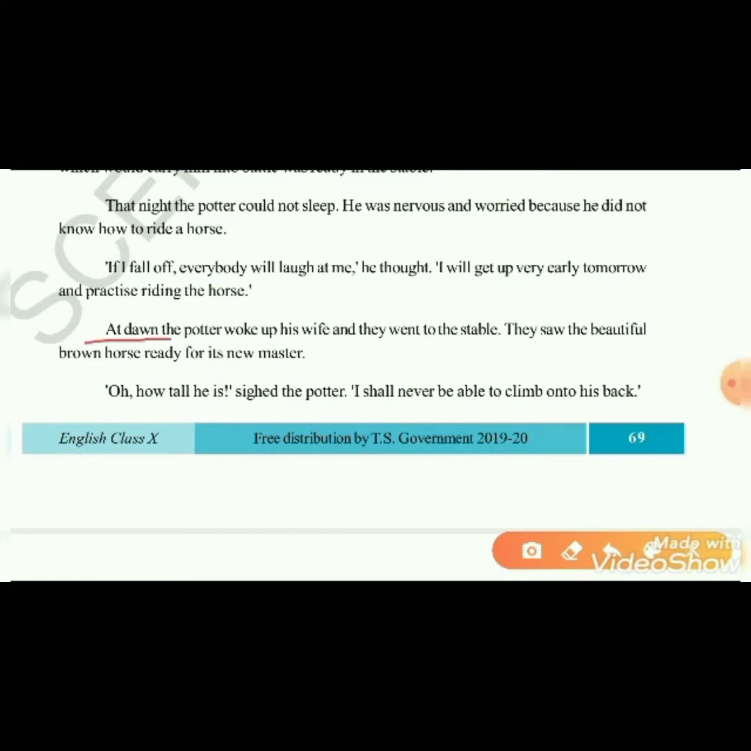The potter is also thinking that if I fall off from the horse, everybody will laugh at me. So he wanted to get up in the morning and practice what? Horse ride. At dawn, dawn means early morning.